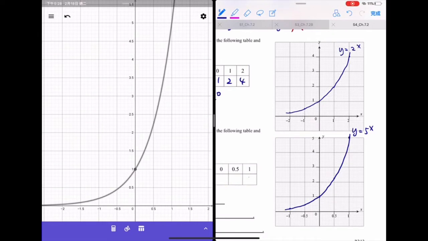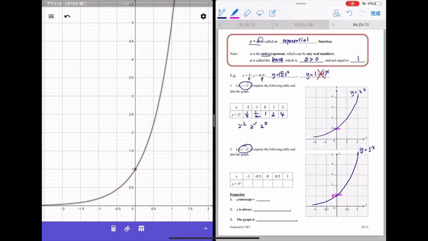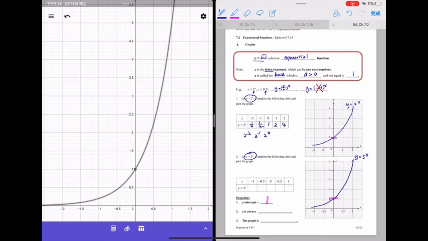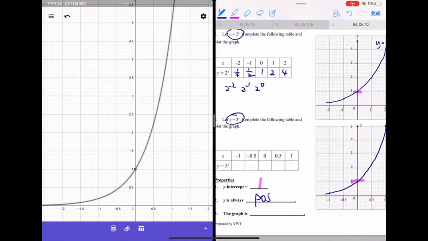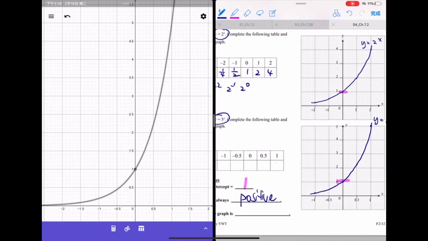First, yes, they also keep going up. Secondly, the y-intercept is also equal to 1. And then y is always positive. And the graph is upward.